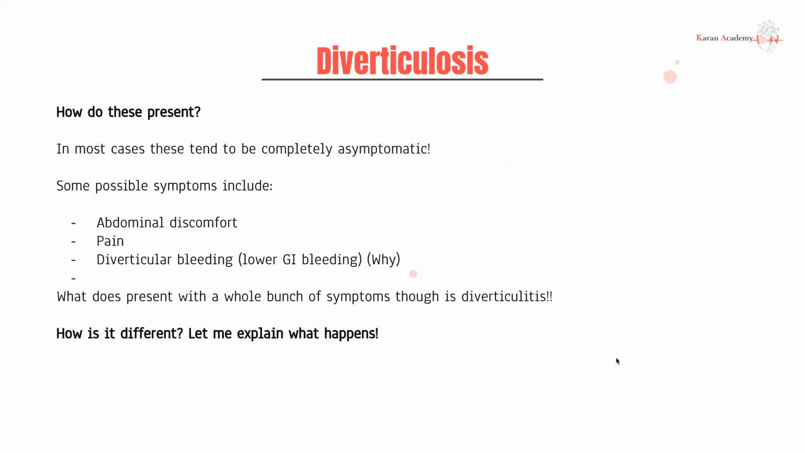So how does diverticulosis present? Well, diverticulosis itself is usually inherently asymptomatic. Some symptoms can include abdominal pain, discomfort, a bit of bleeding. Now, why do you get the bleeding?